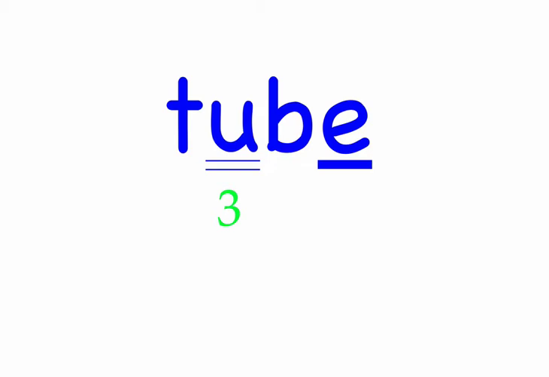We double underline U in this word because U is representing its second long sound. Remember that U is the only vowel that has not one long sound but 2 long sounds. The first long sound for U is U, as in the word mule. The second long sound for U is U, as in this word tube.